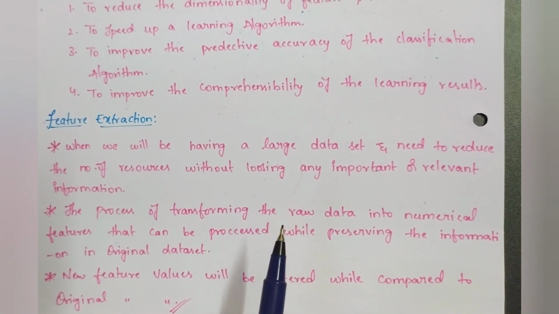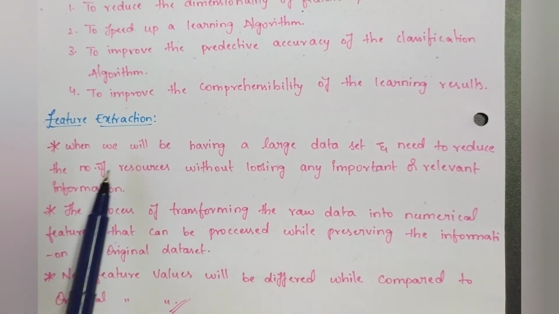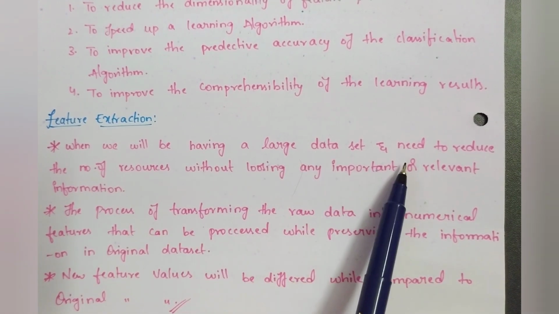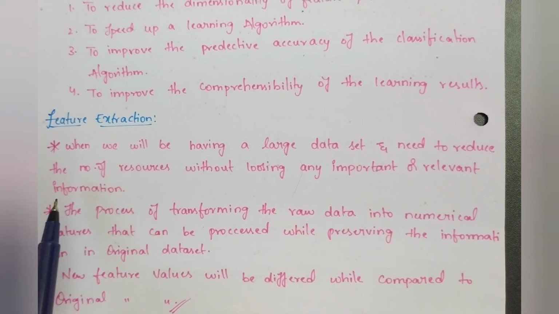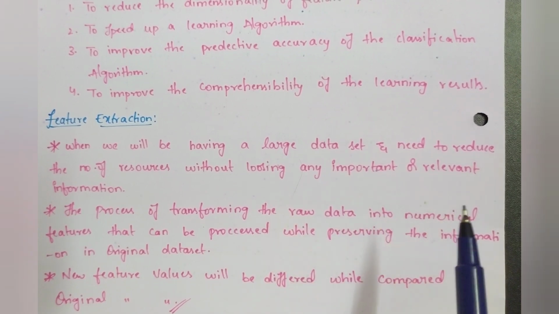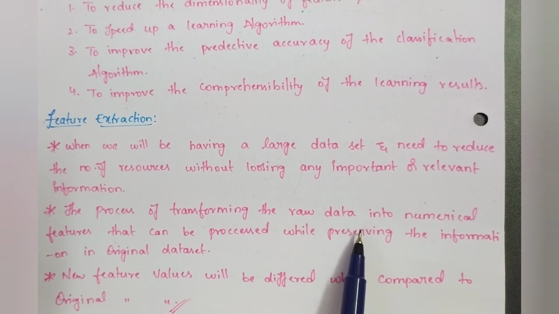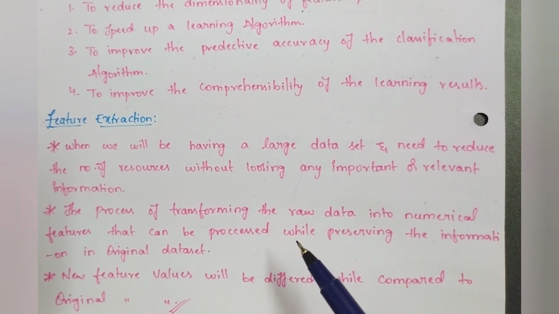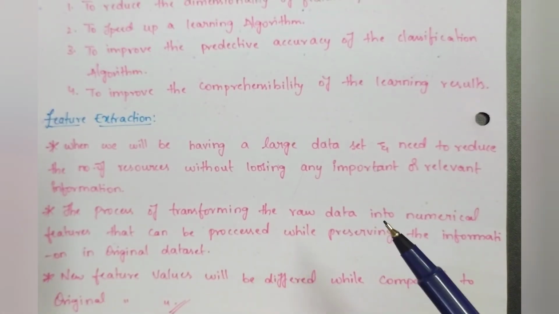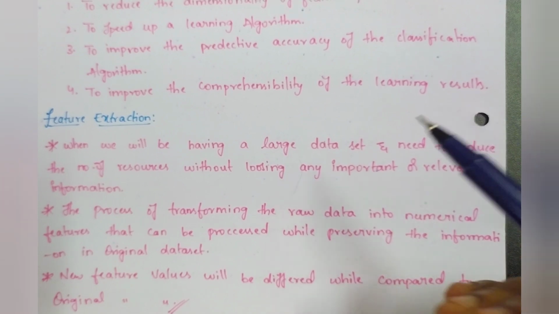Now going with feature extraction. We use feature extraction when we have a large data set that needs to be reduced. We need to reduce the number of resources without losing any important or relevant information. It is the process of transforming the raw data into numerical features that can be processed while preserving the information in the original data set. That means it helps to reduce the amount of redundant data from the data set. That is exactly what feature extraction means.